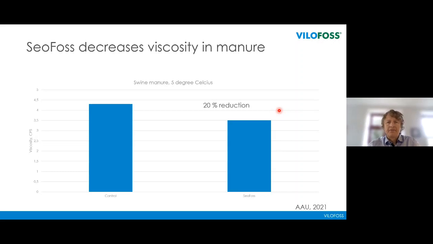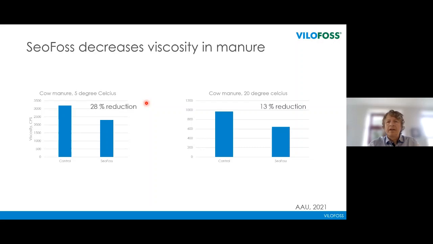Here we have the result for the swine manure. First of all, you can see we have overall a very low viscosity, around 4 and 5, and the difference between the control and the Seofoss was about 20%. So Seofoss decreased the viscosity of the swine manure by 20%.